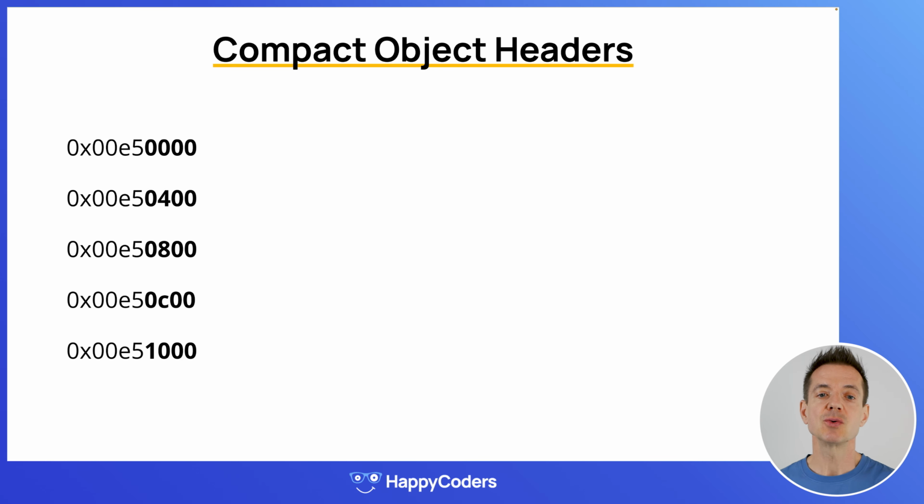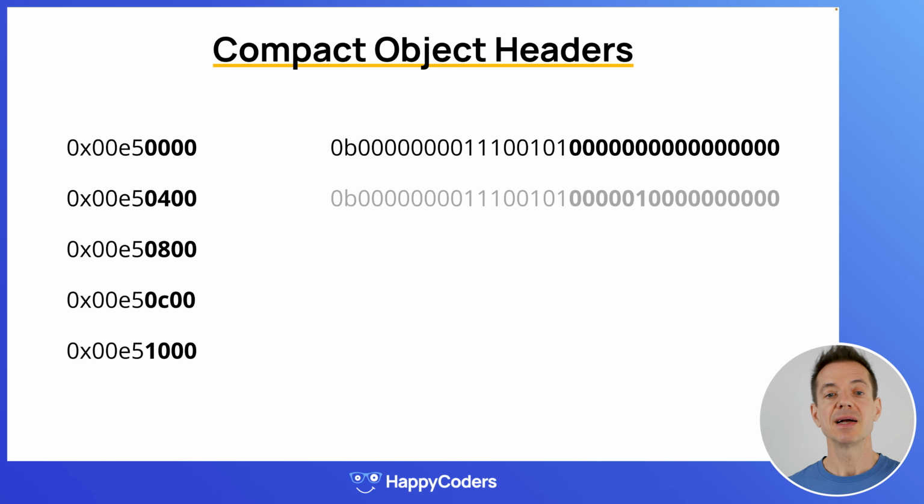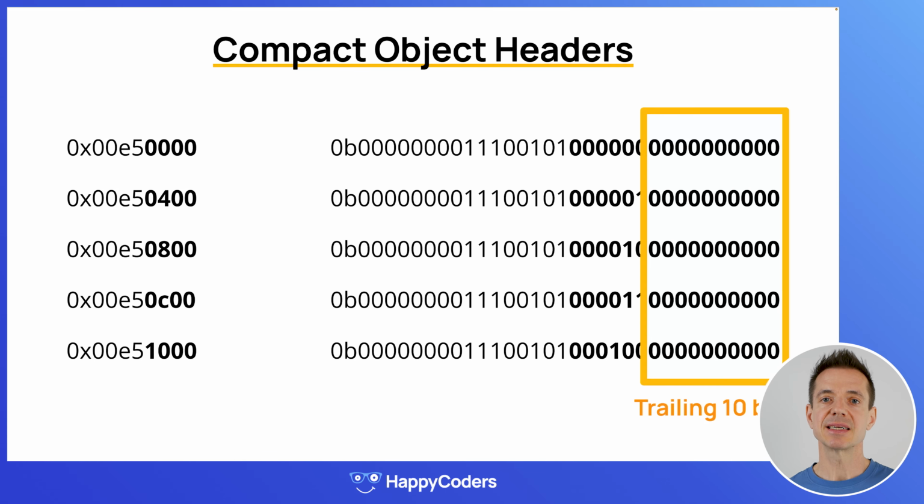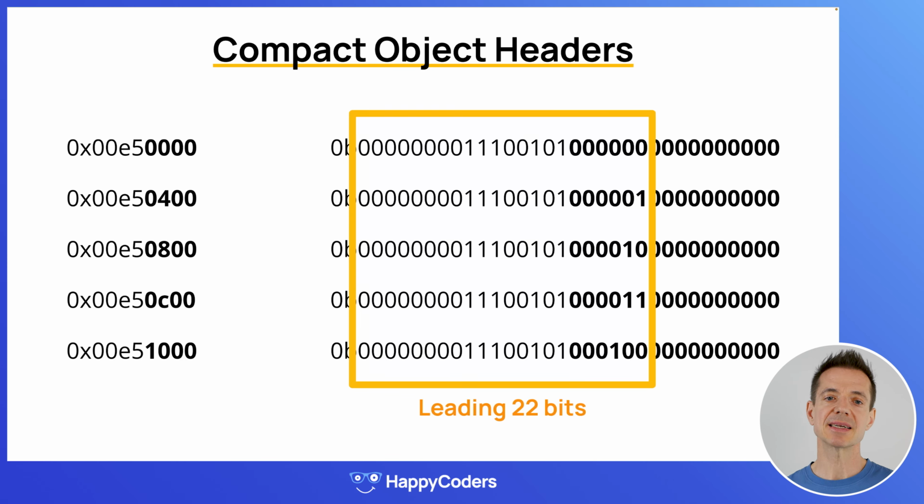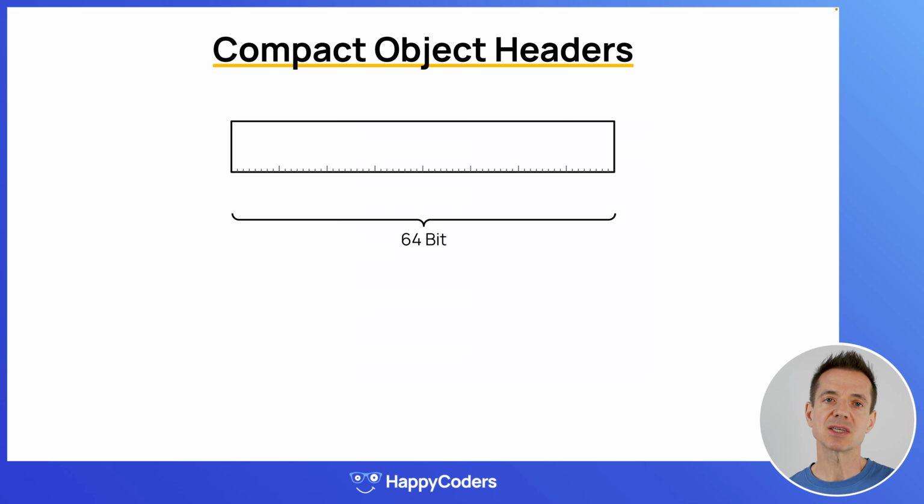1024, that's 2 to the power of 10. And that means the last 10 bits of any 32-bit offset would always be 0. Which in turn means only the first 32 minus 10, that is 22 bits of the offset, are needed. And these 22 bits are exactly what we see here at the front of the new 64-bit header.